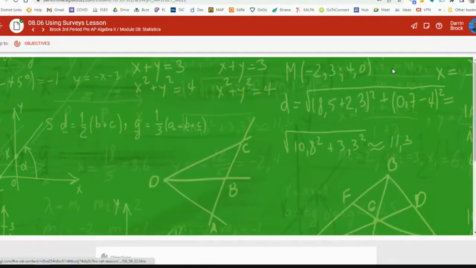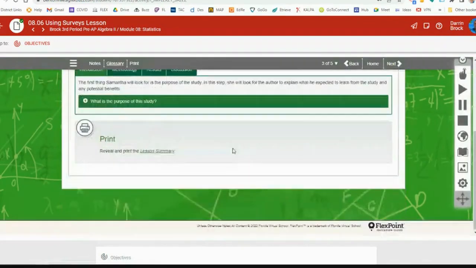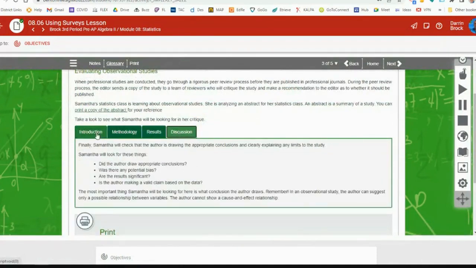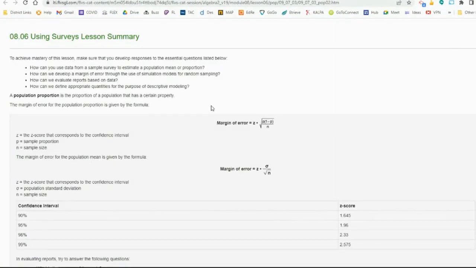I want to go over to page 3. Because on page 3, after you learn an introduction, methodology, results, and discussion, you need to know those 4 things there, because there's a question on that on the assignment. The lesson summary right here. I think that's bigger on the screen. Let me see more of it.